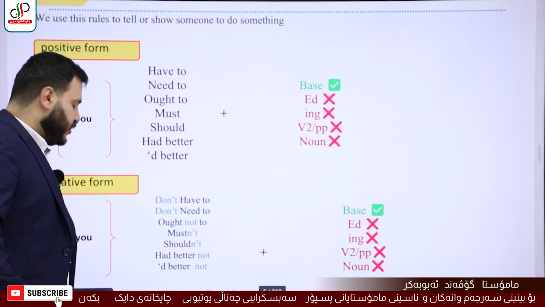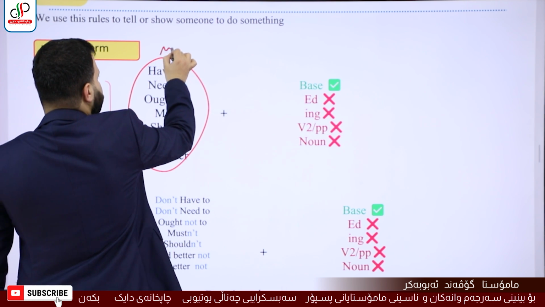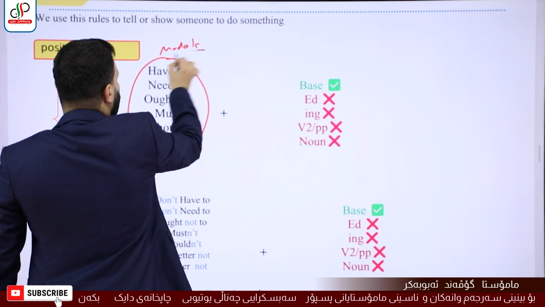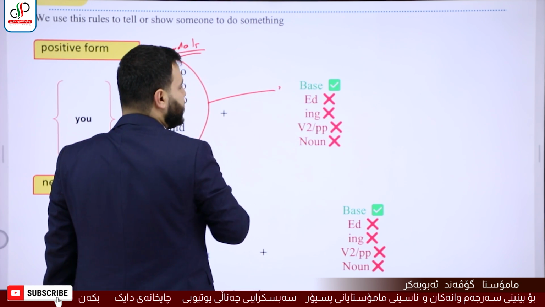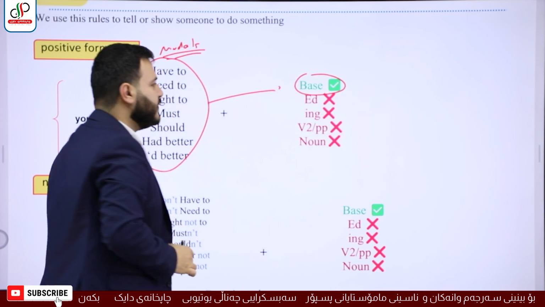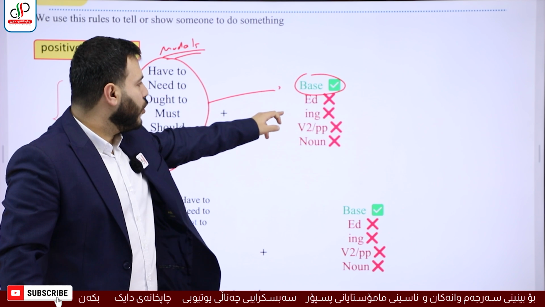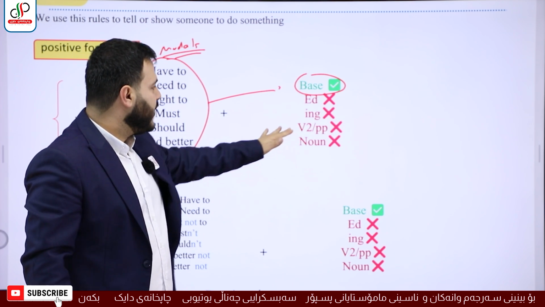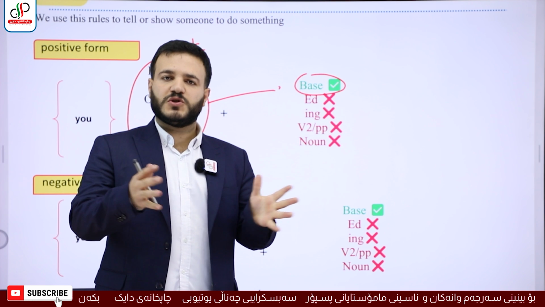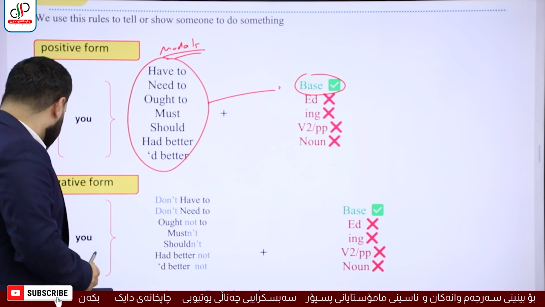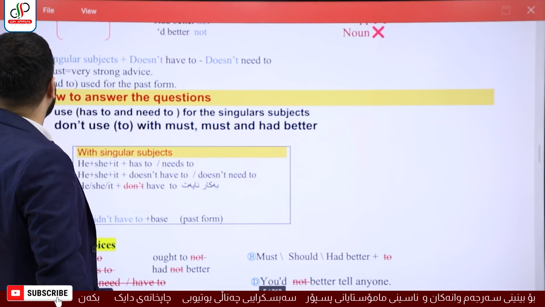For example, you know that these are called modal verbs, okay? After modals, we have to use the base form. We have to use what? We have to use base. In the options, if you see ed, it's wrong. ing, it's wrong again. Verb past or past participle, it's wrong. And noun, it's wrong again. You have to be careful about advice and telling your friend to do something.